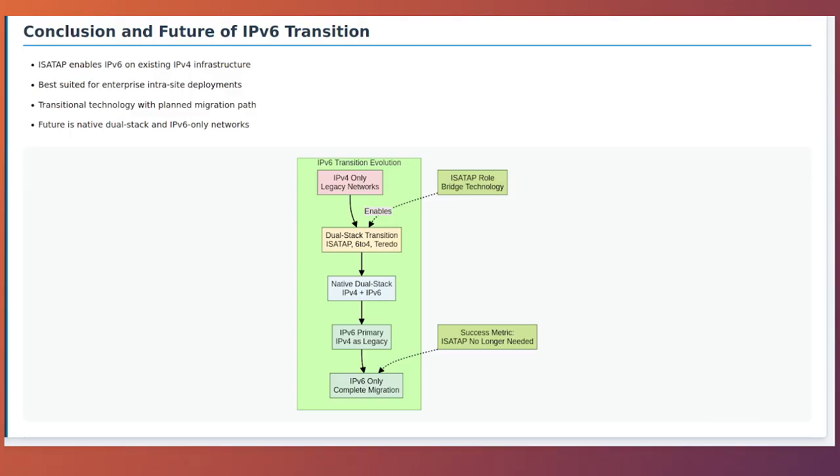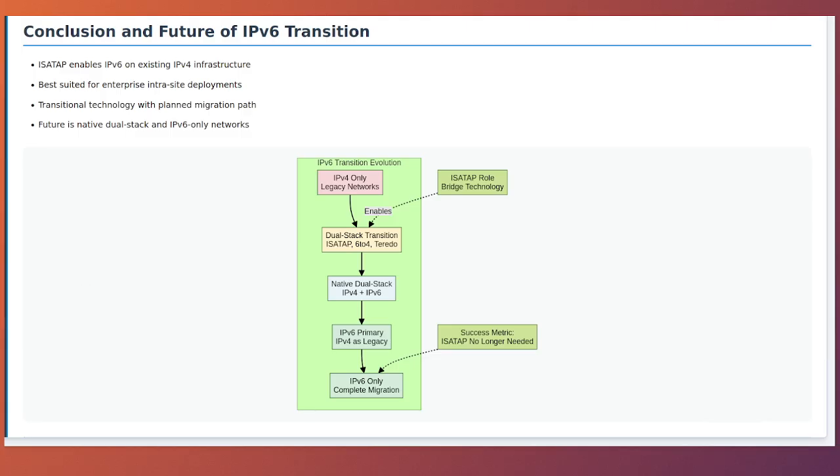The technology demonstrates the principle of working with legacy infrastructure rather than requiring wholesale replacement. By encapsulating IPv6 in IPv4, ISATAP extends the useful life of IPv4 networks while enabling IPv6 deployment. This pragmatic approach has allowed many organizations to begin their IPv6 journeys without waiting for complete network modernization. The automatic address configuration and tunnel establishment reduce the manual configuration burden, making ISATAP relatively easy to deploy in supported environments. However, ISATAP's role is inherently transitional.